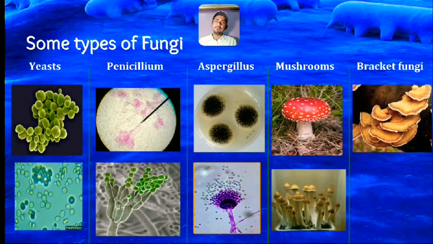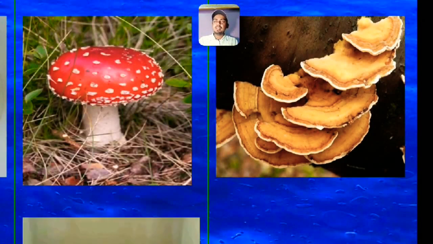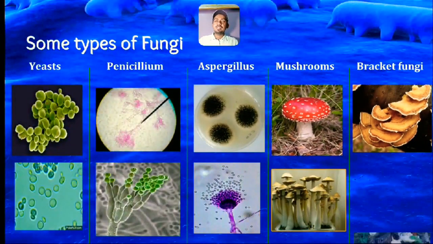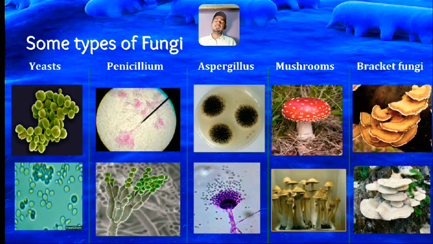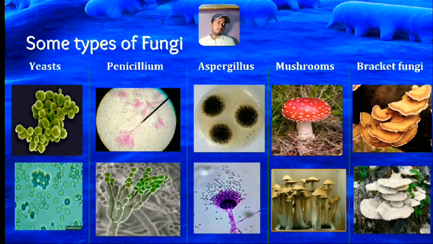One more type of fungus is there, bracket fungi. You must have seen it somewhere if you live in a place where it rains a lot. So bracket fungi is also there, one more example.